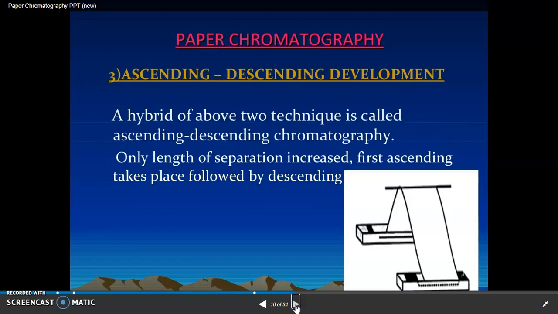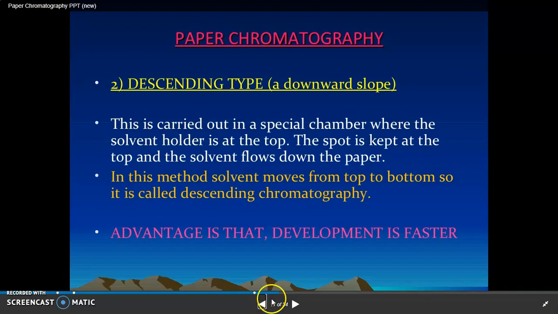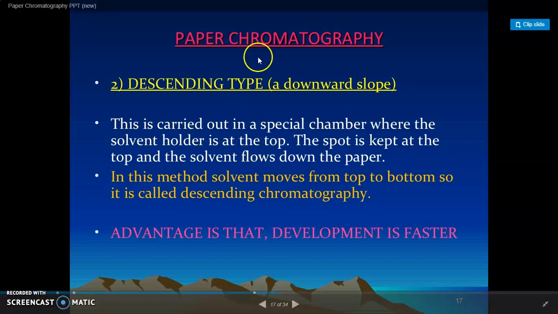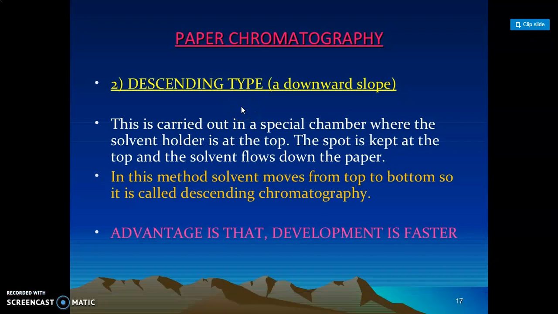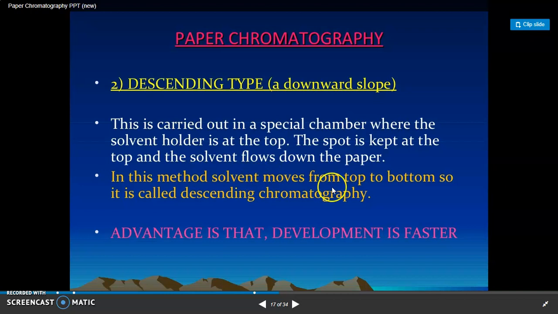Descending means we have to put the paper on the top, in the reverse direction. If the development takes place like that, it is called descending chromatography. This is carried out in a special chamber where the solvent holder is at the top. In this technique the solvent holder will be at the top and the paper will be hanged. When the paper is hanged, the spots will be on the top and the solvent flows from here, so that the solvent moves from the higher end to the lower end. This is quite opposite to ascending chromatography. In this method, the solvent moves from top to bottom. So this is called descending chromatography.